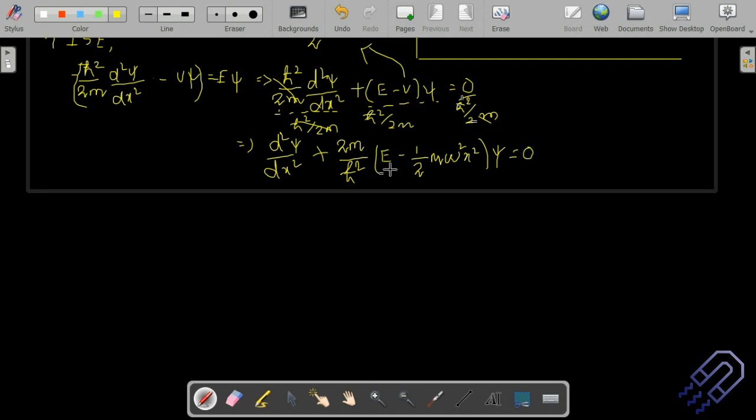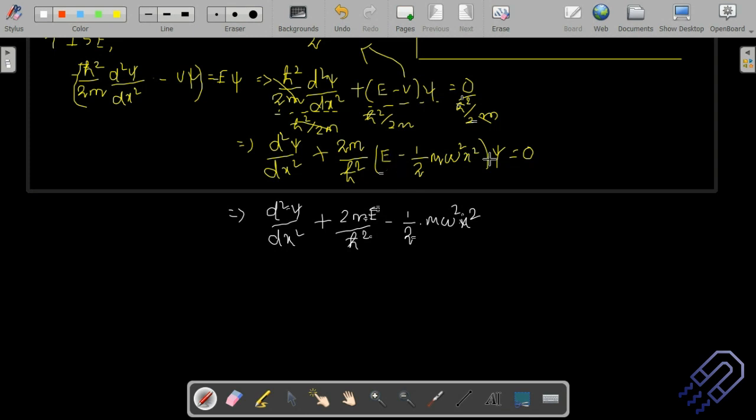That's the first thing we have to do: write it in terms of the quantum harmonic oscillator. These are simple steps. You can easily remember this, directly equate it with 0, and then simplify it further. You can write it as d square psi by dx square plus 2mE by h cross square minus half into m omega square x square.